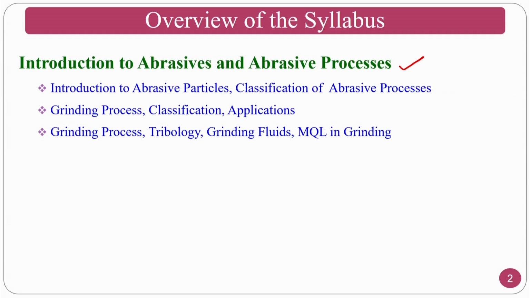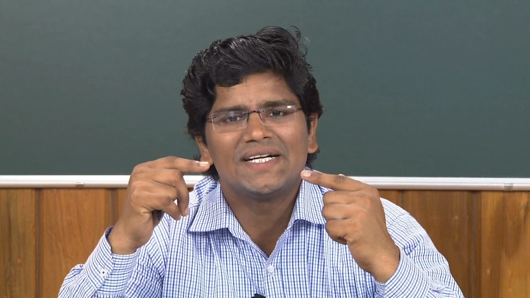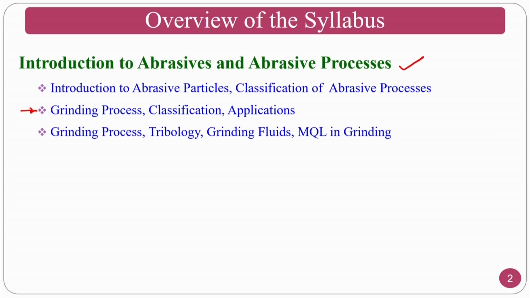Then we moved on to the grinding process, wherein we studied the classification of grinding, ranging from the surface grinding process to the centerless grinding process, and various applications. Surface grinding you can apply for flat surfaces, then you can go for cylindrical grinding, where you hold the workpiece between the centers. Then creep feed grinding, where you can remove material in high quantity, and then the centerless grinding process. Then grinding process tribology, grinding fluids and sustainable grinding, wherein you can make this process sustainable by using minimum quantity cutting fluid. Another technique is using green cutting fluid and other things.